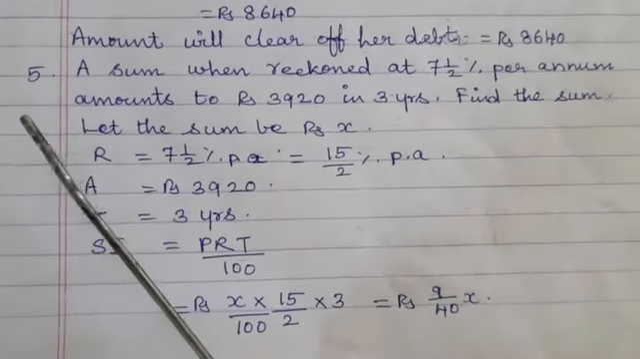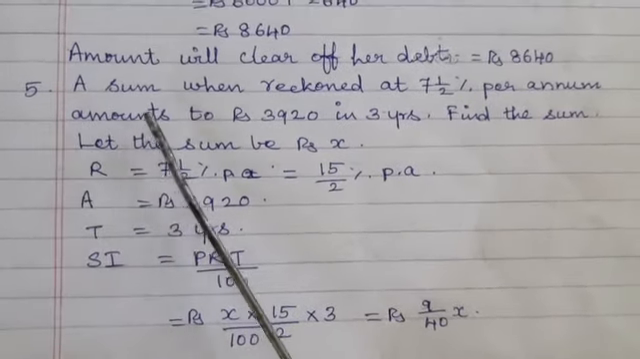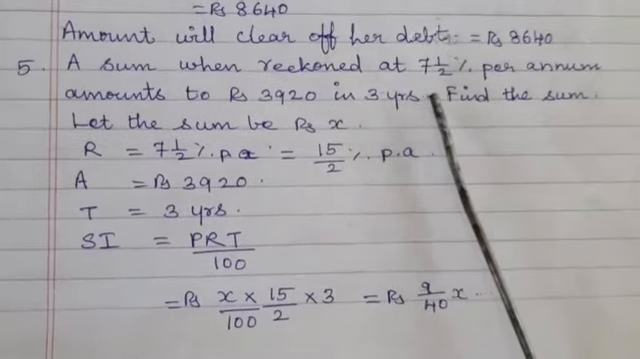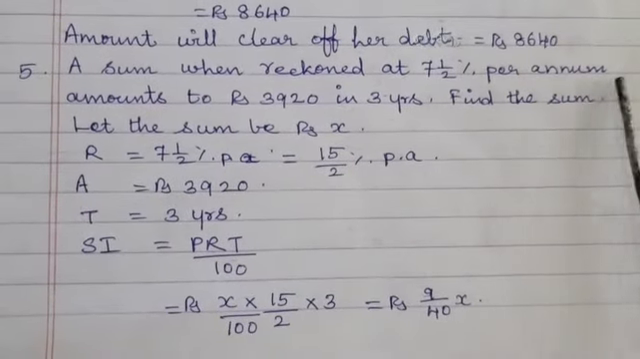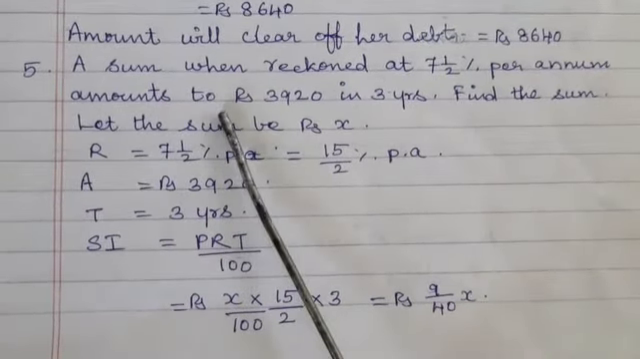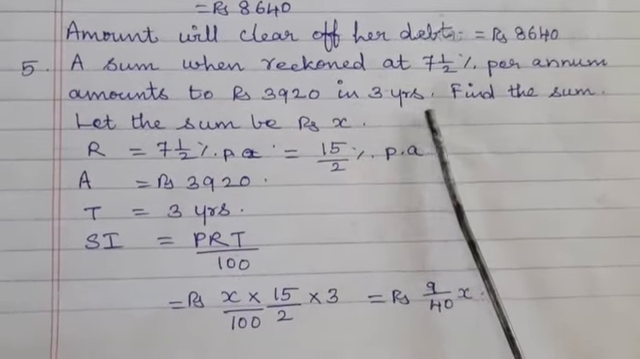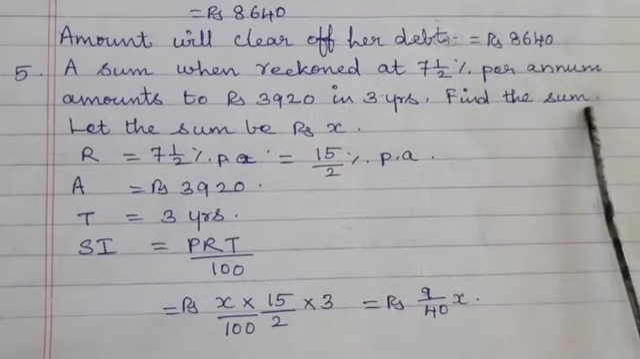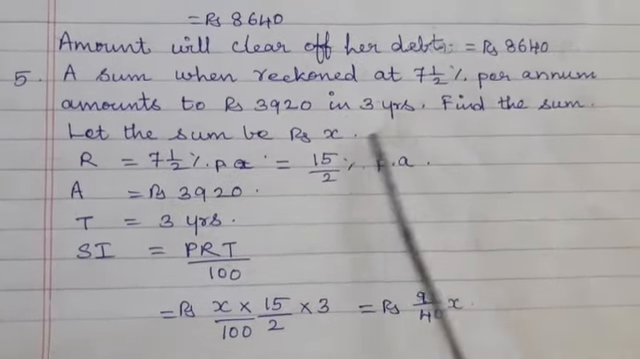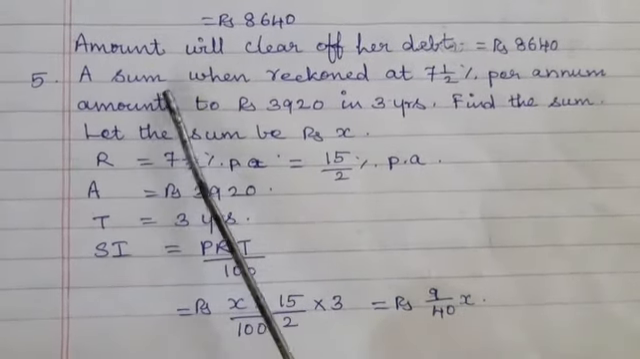Now move on to next question number 5. A sum when reckoned at 7.5% per annum amounts to rupees 3,920 in 3 years. Find the sum. So in the question, what is given here? The sum is not given, a sum.